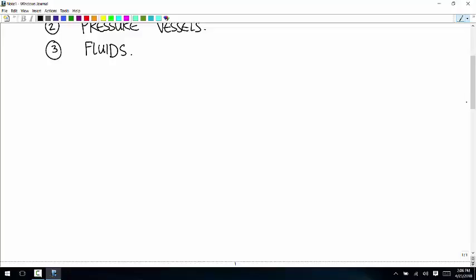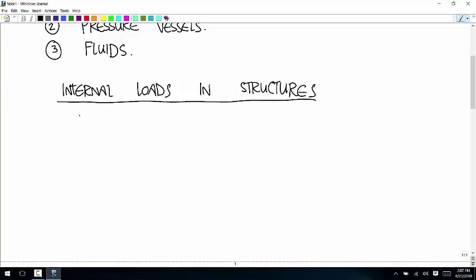Okay, so the first thing is internal loads in structures. Okay, so let's imagine that, for example, you have something like this.